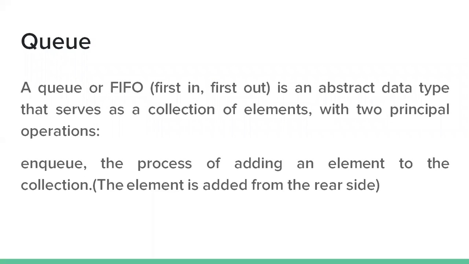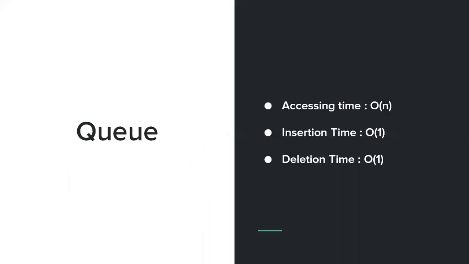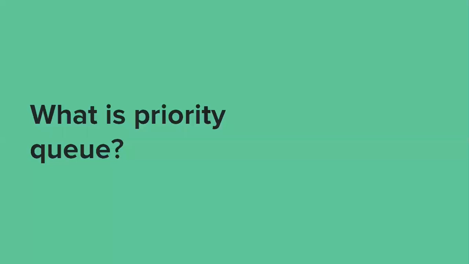A queue or FIFO, first in, first out, is an abstract data type that serves as a collection of elements with two principal operations. One is enqueue: the process of adding an element to the collection. The elements are added from the rear side. Dequeue is the process of removing the first element that was added, removed from the front side. It can be implemented using both arrays and linked lists. With queue, the accessing time is big O of n, insertion time big O of 1, and deletion time is also big O of 1.